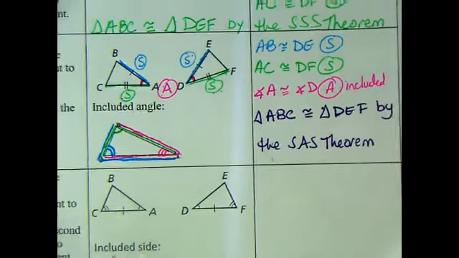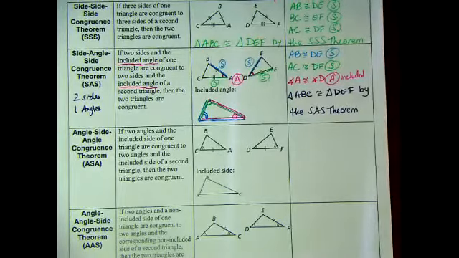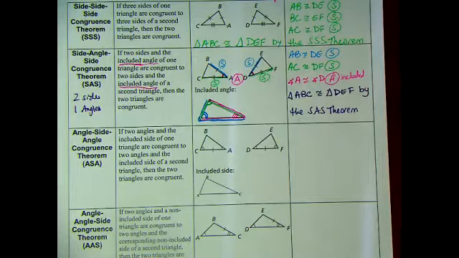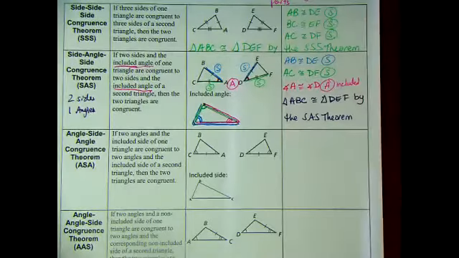So that's our side angle side theorem. Two sides, one angle, but the angle must be the included angle. There is no such theorem as side angle. There's no such theorem like that. There's no such theorem as the angle, side.